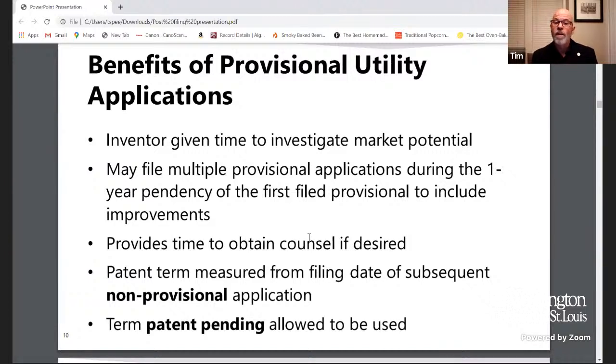You can file multiple provisional applications during that 1 year. So basically what they're talking about here is you file a first provisional application containing a bunch of subject matter.